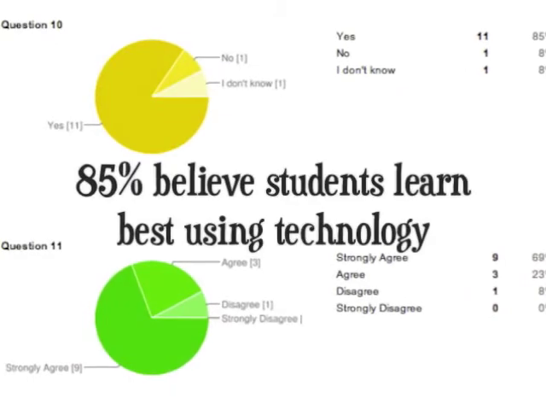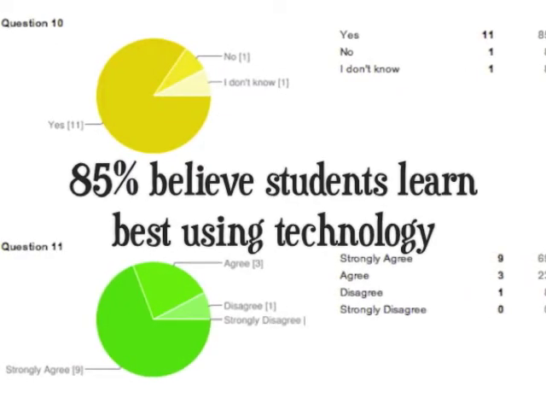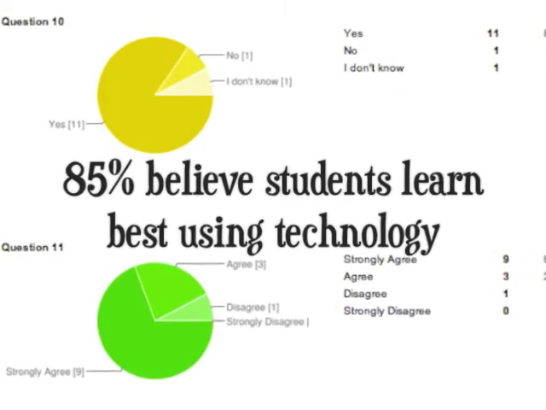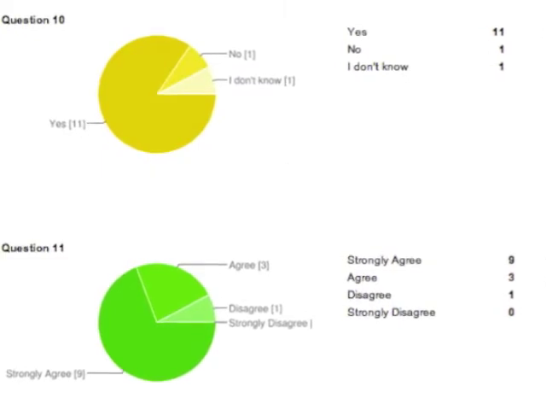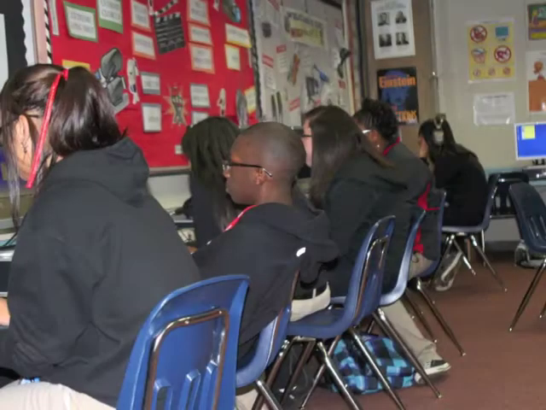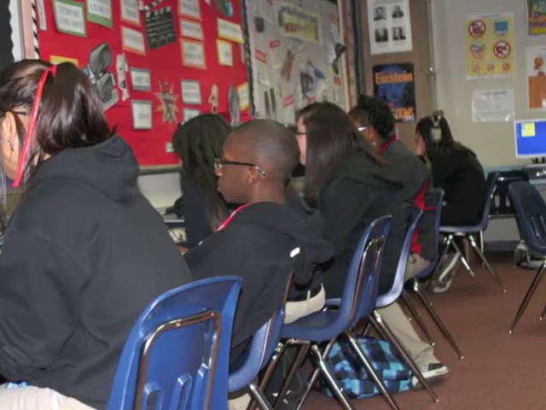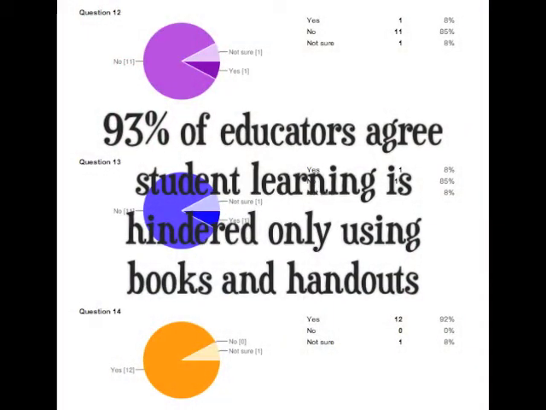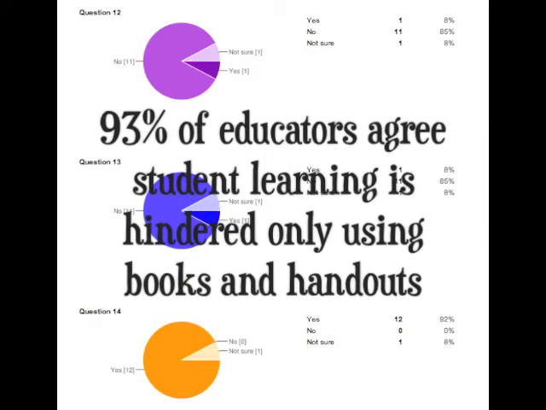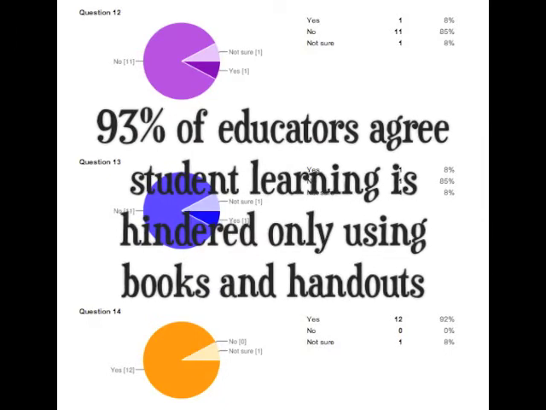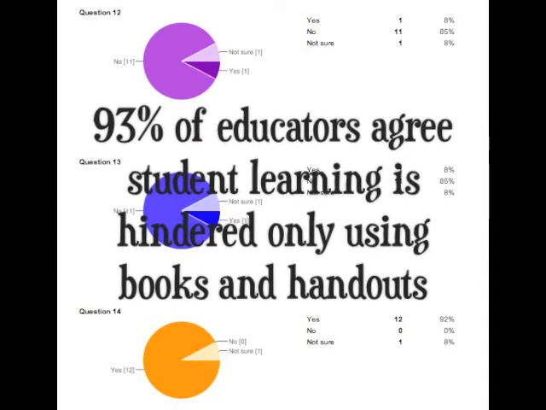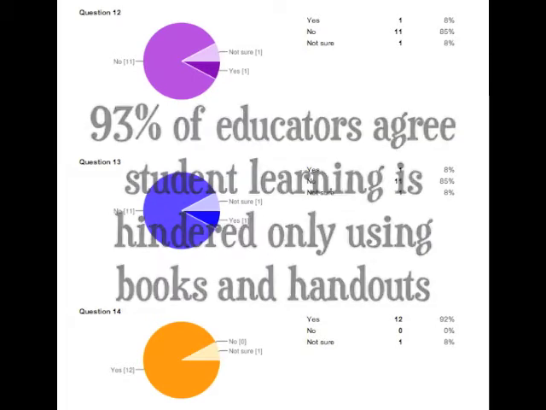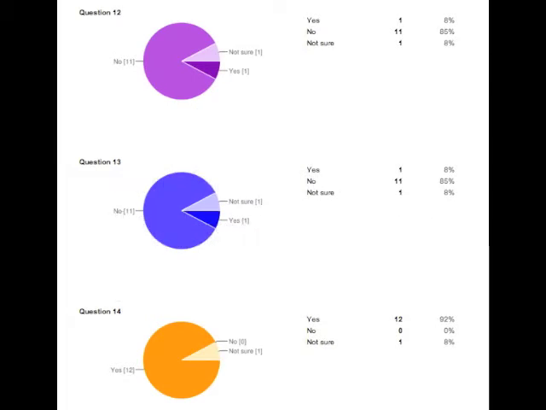In this 21st century age of technology, I was shocked that 85% of those surveyed believe students learn best using technology, and 92% agreed student engagement is increased using that technology. A resounding 93% of those surveyed believe that students learn best using computers and not just with books and handouts. Though it is agreed that books and handouts are necessary, technology cannot be placed on the back burner when educating the digital natives of today.